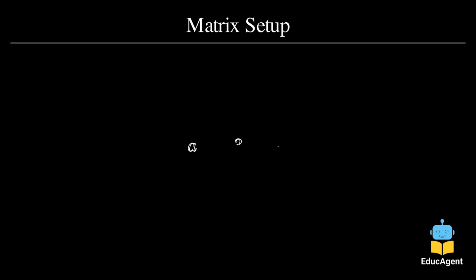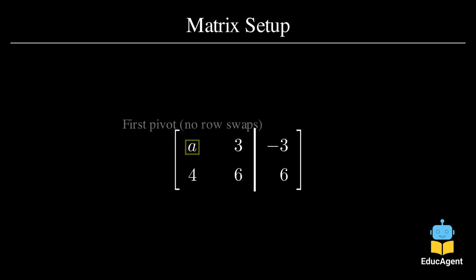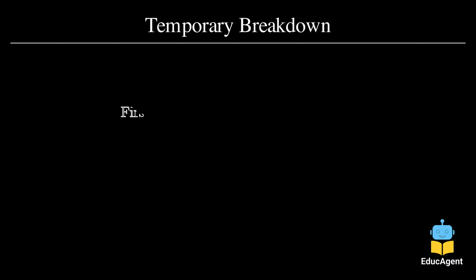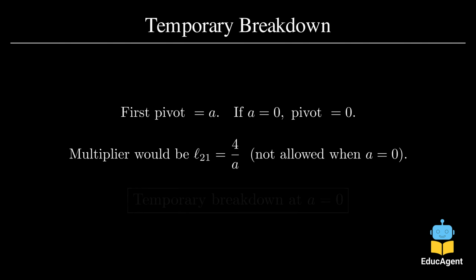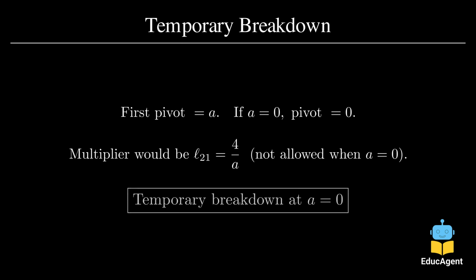We rewrite the system as an augmented matrix so we can track pivots and row operations clearly. The first pivot, if we don't swap rows, is the top left entry. Elimination immediately struggles if the first pivot is 0. We can't compute the elimination multiplier 4/a when a = 0. This is temporary because we can fix it by swapping rows to bring a non-zero entry into the pivot position.